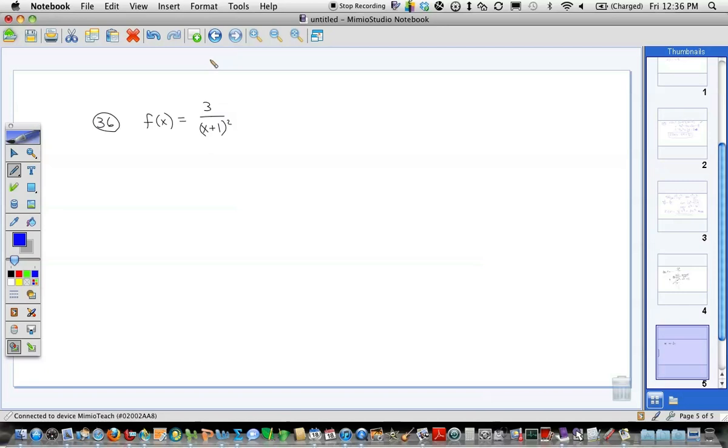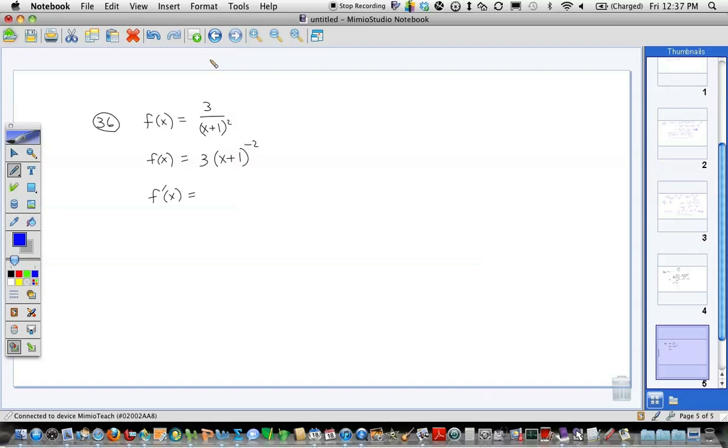We have to rewrite it so that this is (x plus 1) to the negative 2. Now, I haven't done any calculus to that. That's just algebra rewriting. All right? So I'm going to still label that as f. Now I'm going to do the derivative, use my power rule. Now I've got f prime.